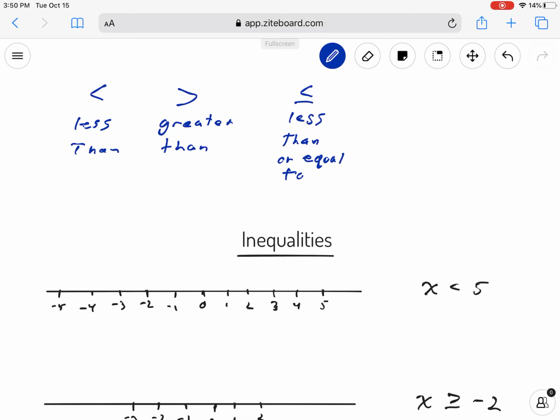And the same thing for the greater than sign. I put a line underneath it, half an equal sign, and this becomes greater than, or equal to. So if we do some of these, it might make it a little bit more clear. Okay, but I just wanted to refresh what all that means.